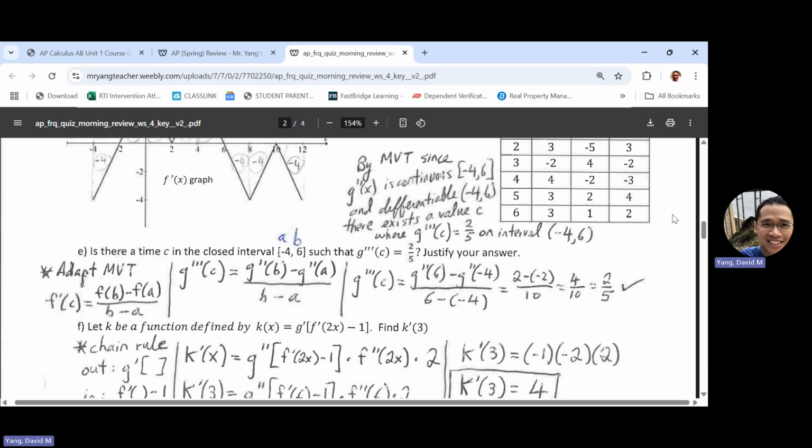Okay, part F, find k prime of 3. We should see that there's kind of nested chain rule going on here. So we got the g prime as the outer, and then the f prime of 2x minus 1 as the inside. So see if you can build out your derivative using chain rule, and then you can plug into 3. So first steps first, we don't want to plug into 3 yet until we have the derivative built. So try that.